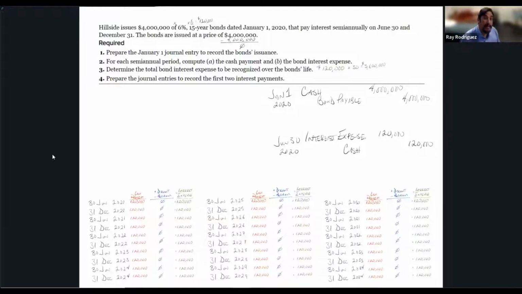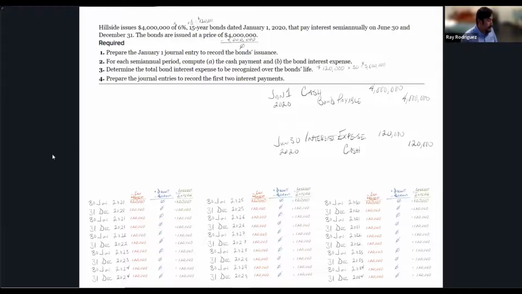So here is the par problem. And again, they all look the same. I'm going to read it this time, but I don't think I'm going to read every one of these first 3. We issue $4 million of 6% 15-year bonds on January 1st, paid twice a year. The bonds are issued at $4 million.